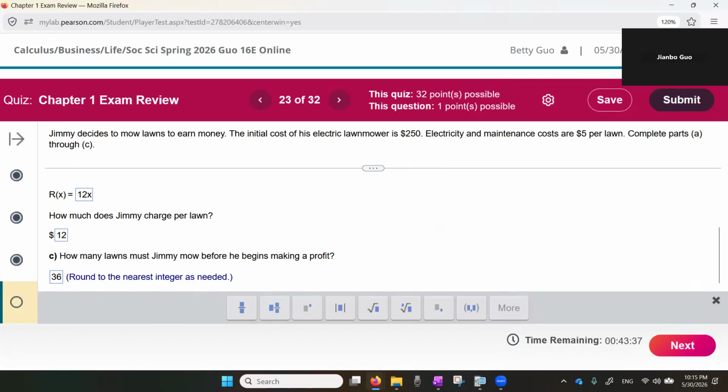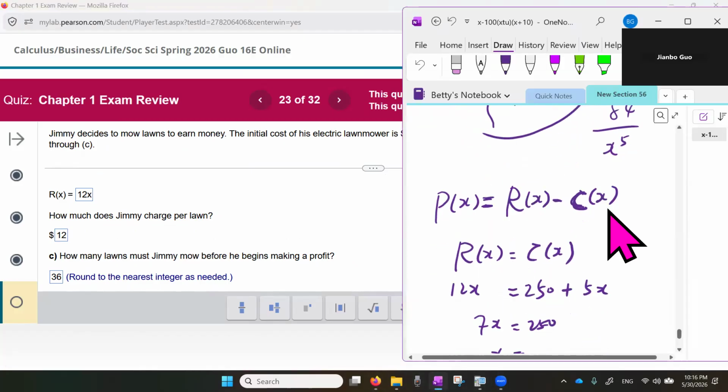All right, so again, to find the break even, we make the revenue equal to the cost. When the revenue is bigger than the cost, the profit becomes positive, because profit is revenue minus cost. So when the revenue is less than cost, your profit is negative. When the revenue equals cost, your profit is zero. When your revenue is bigger than the cost, you start to make positive profit, you start to make money. All right? Okay.